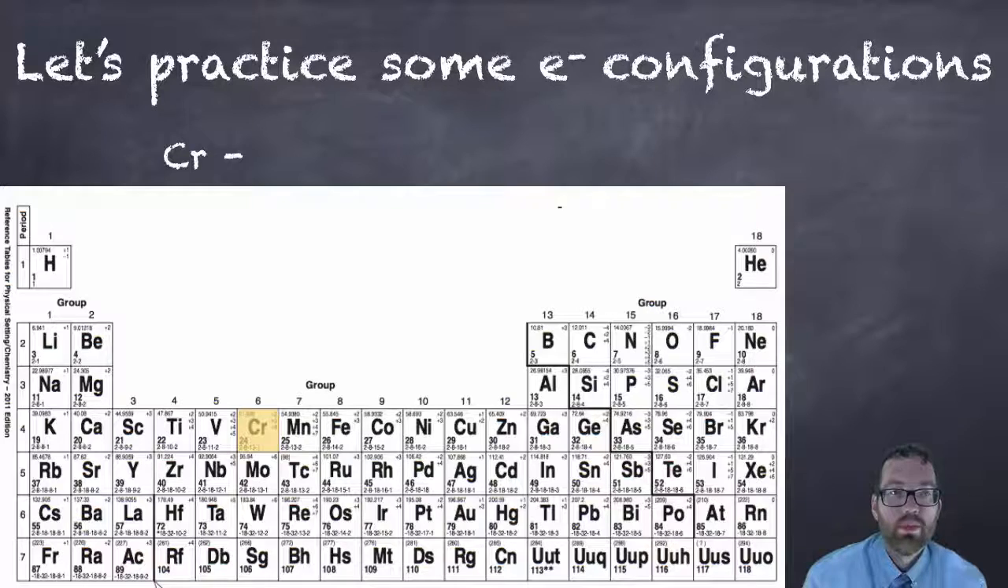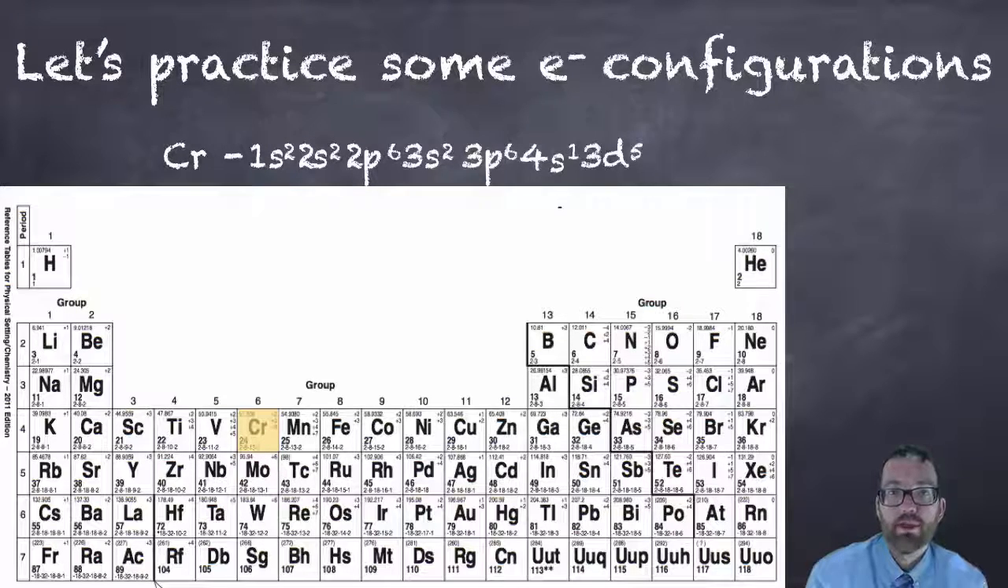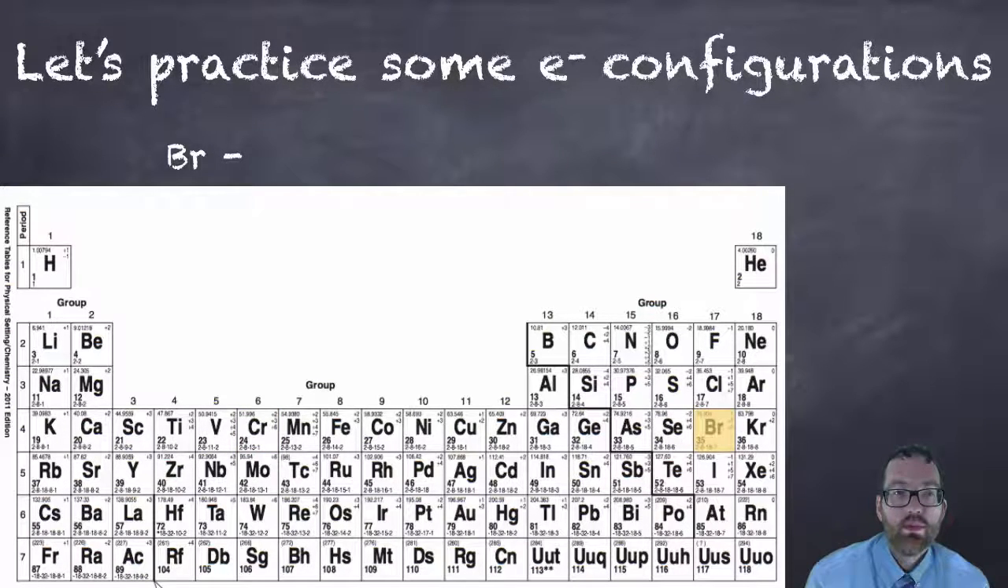Next we have chromium. So chromium is 1s2, 2s2, 2p6, 3s2, 3p6, 4s1. Remember, to half fill this sublevel, we're going to take 1 electron from the 4s to put it in the 3d to be half filled, 3d5. So that's a little exception. You always need to be on the lookout for any time you would get 3d4 or any d4, d5 or d9. Okay, let's do one more.